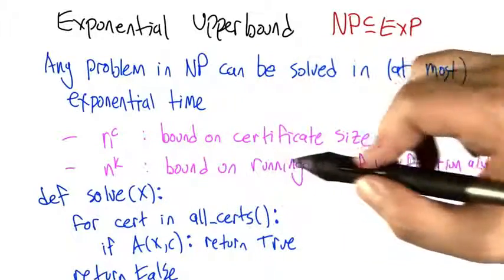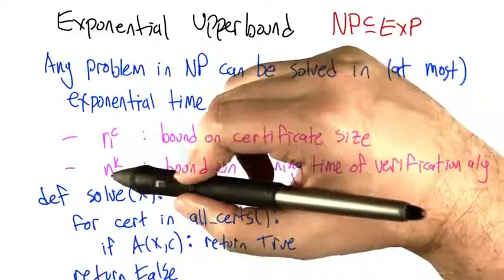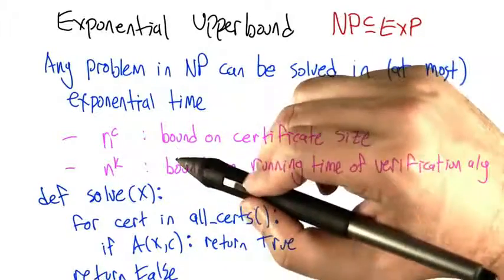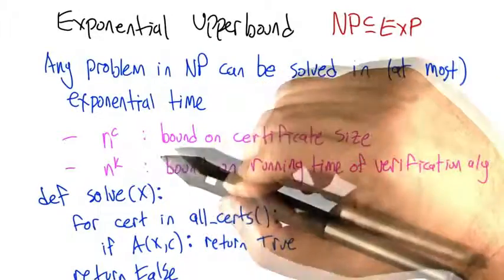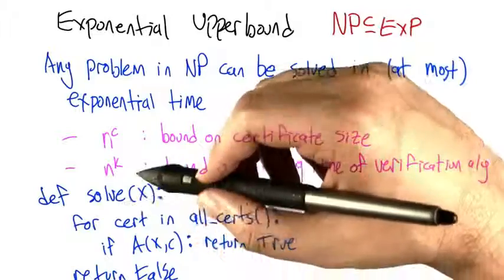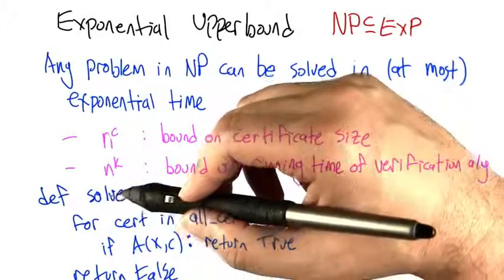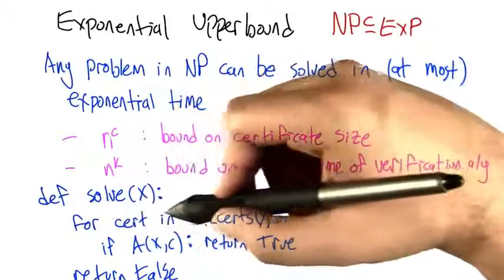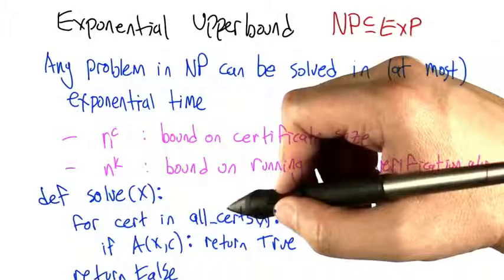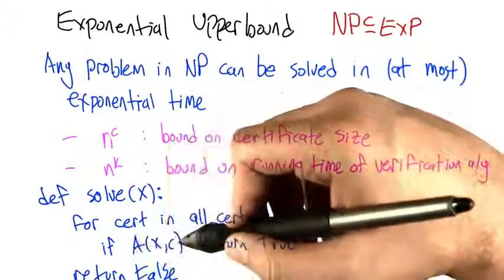And there is also a bound on the running time of the verification algorithm, like n to the k, where again n is related to the size of the input, and k is some constant that can depend on the problem, but it can't depend on the input. Well, if we have those two things, we can actually create an algorithm that can solve the problem for any input. So what it needs to do is we can just run through all the certificates that could possibly be relevant for input x. And for each one, we run the verification algorithm.